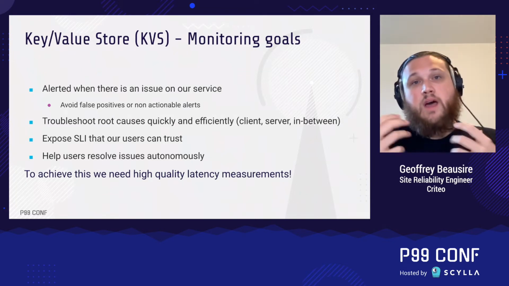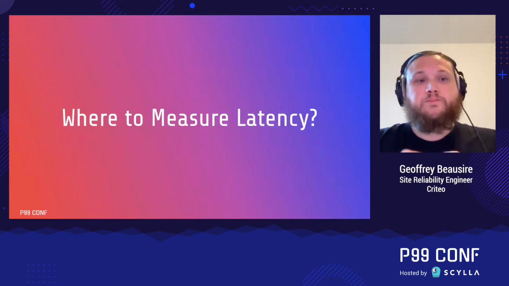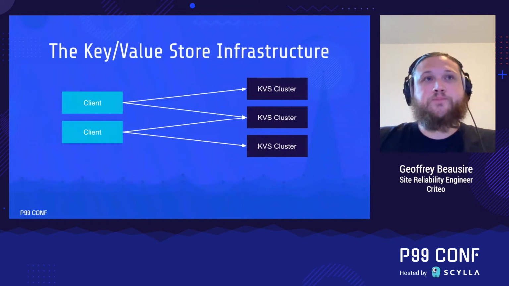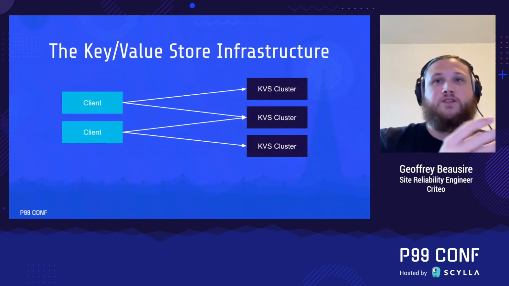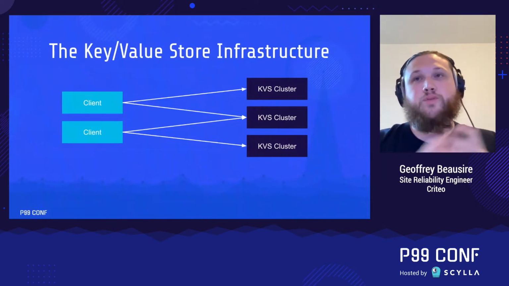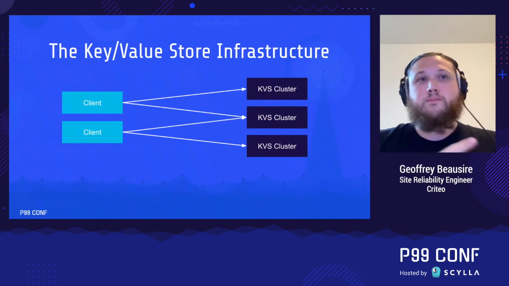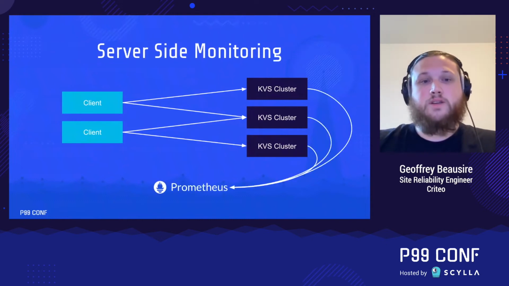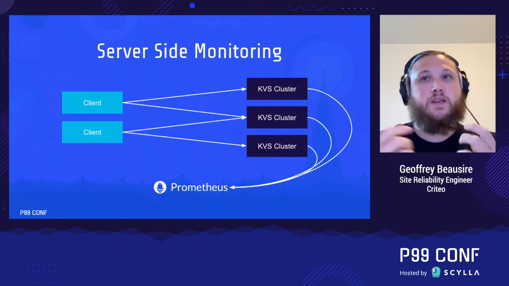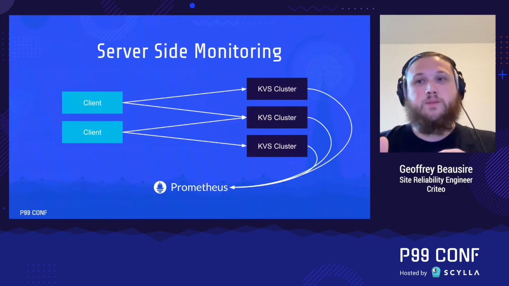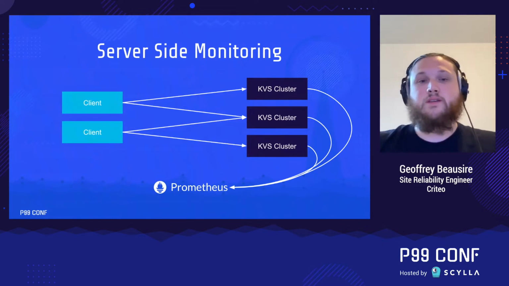And to achieve this, we need high quality latency measurements. So where to measure latency? Here is a simple view of the key value store infrastructure. You have clients, here many different instances of a product, and key value store clusters. A key value cluster is typically consumed by different clients, and a client is using different clusters. The most obvious and simple way is to do server-side monitoring. Here I'm taking Prometheus as an example, but it can be any other source of metrics or observability that you can use on the server side.